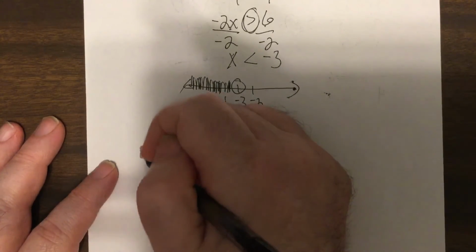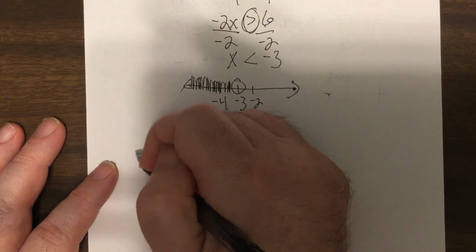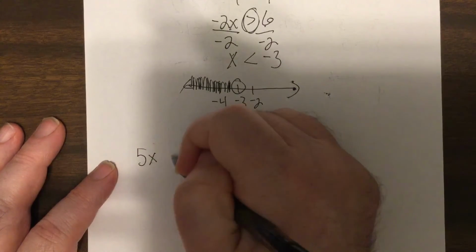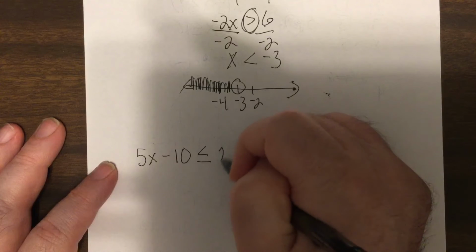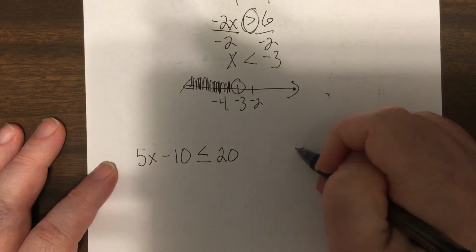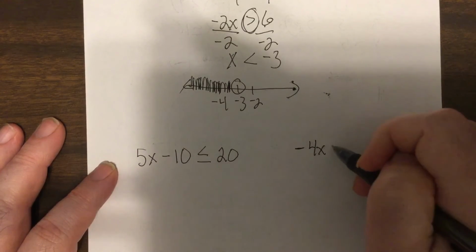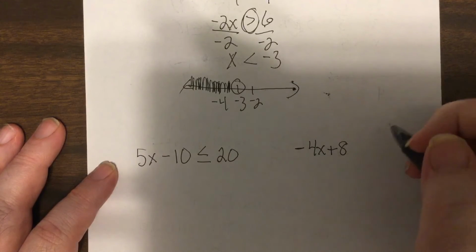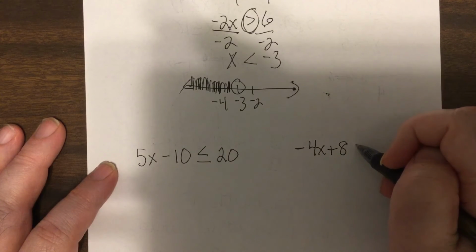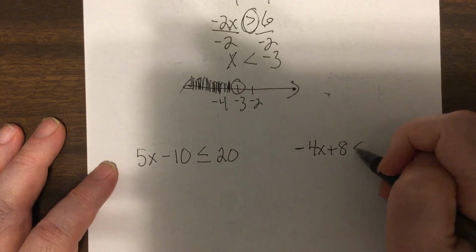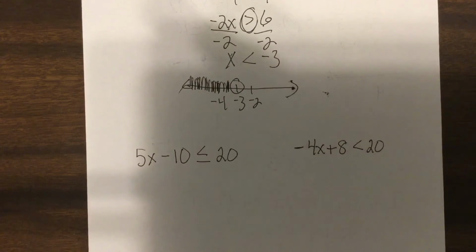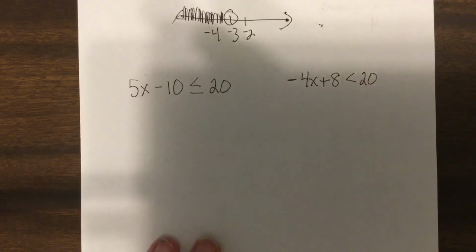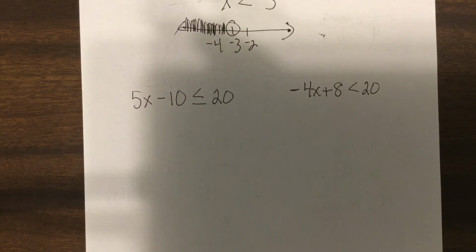So try two problems for me. Solve and then graph. Solve and then graph. 5x minus 10 is less than or equal to 20. And minus 4x plus 8 is less than 20. So freeze the video, do those two problems, and then turn me back on.